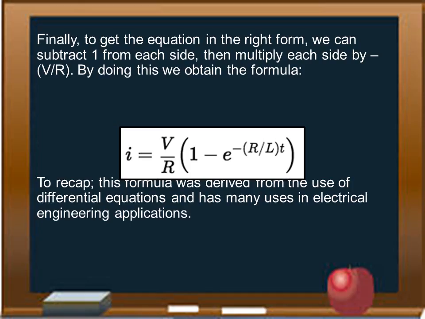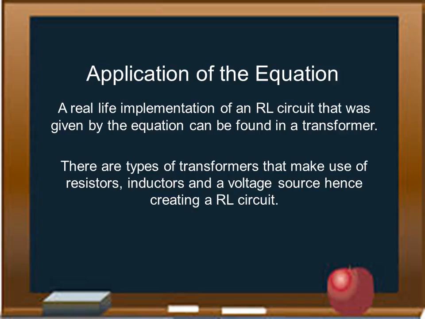Finally, to get the equation in the right form, we can subtract 1 from each side, then multiply each side by negative V/R. By doing this, we obtain the generalized formula i equals V/R times (1 minus e to the negative Rt/L). So to recap, this formula was derived from the use of differential equations and has many uses in electrical engineering applications, which Jurra will explain.